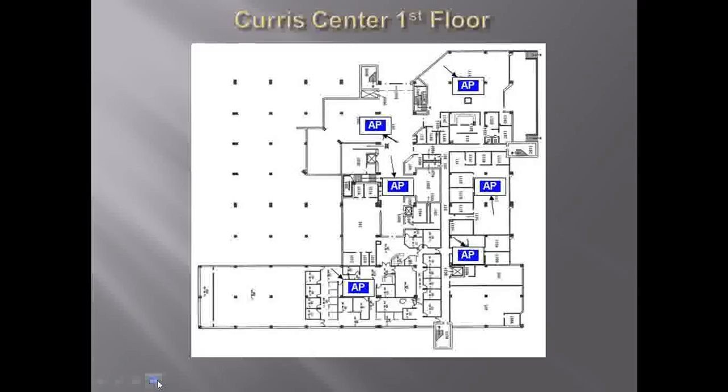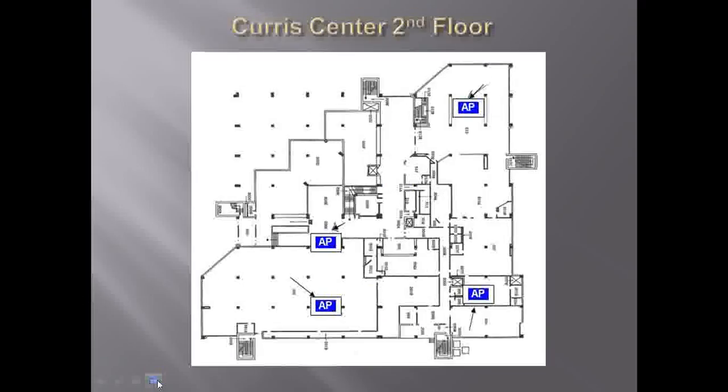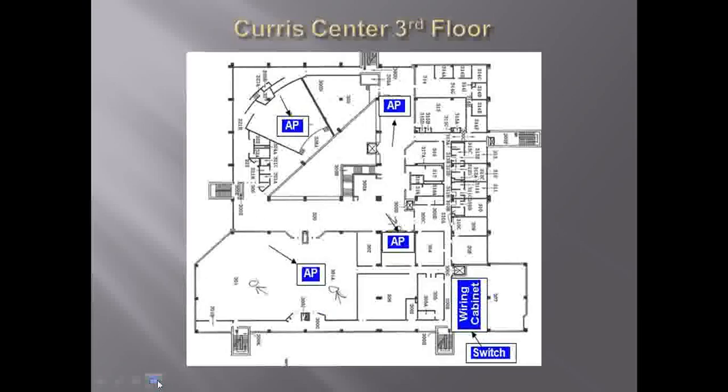Here are the floor plans of the Curris Center. On the first floor, there are 6 access points distributed. On the second floor, there are 4 access points. And on the third floor, there are 4 access points as well. That is also the same floor that stores the network server wiring cabinet, and that's also where the switches are.